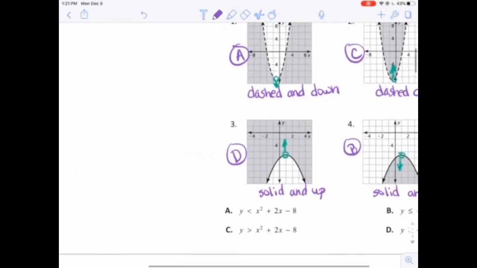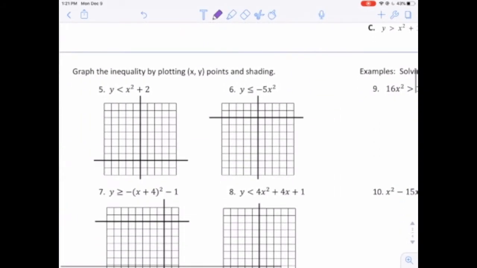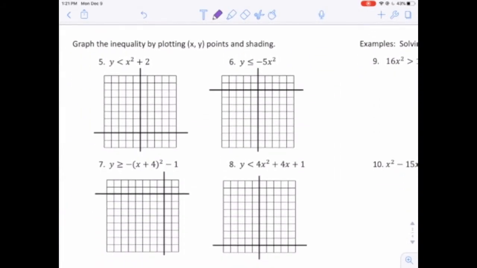This time we are going to be the ones graphing the inequalities. The graphs are not going to be given to us. So we're going to be plotting some XY points and then shading appropriately. So let's take a look at number 1.